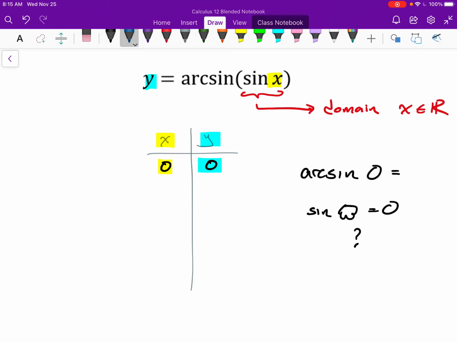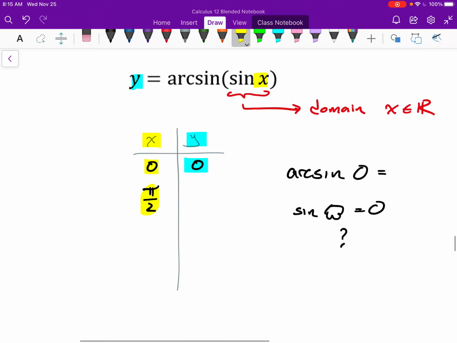So next, why don't I put in pi over 2? Why pi over 2? Because I know the sine of pi over 2 is exactly 1. And so if the sine of pi over 2 is exactly 1, that means this part right here is going to be 1. And then I have to think about what's the arc sine of 1. And the arc sine of 1 means the sine of what equals 1. Where does sine equal 1? At pi over 2.